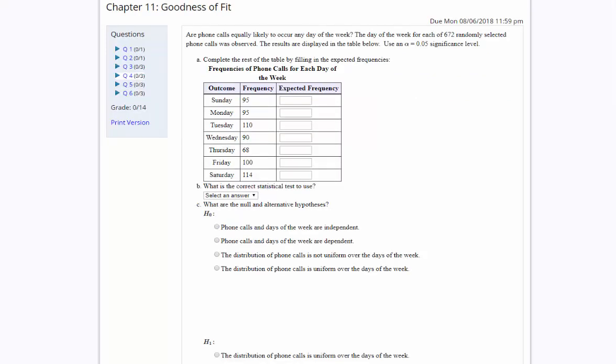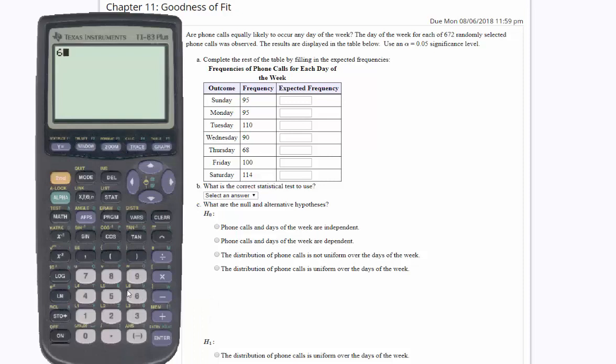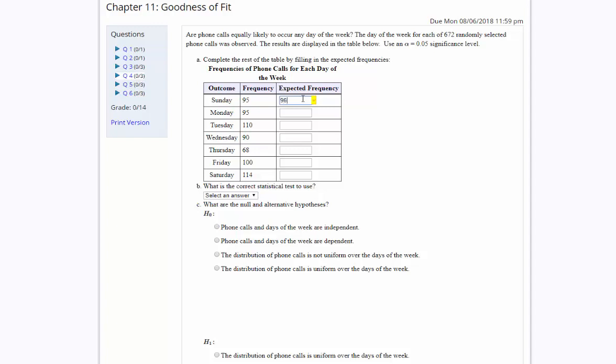We have 672 phone calls, and if they are equally likely to happen, that means on each day we should get how many? Well, 672 divided by 7 is 96. So I'm going to plug in 96 in each one of the cells here. And B is goodness of fit.